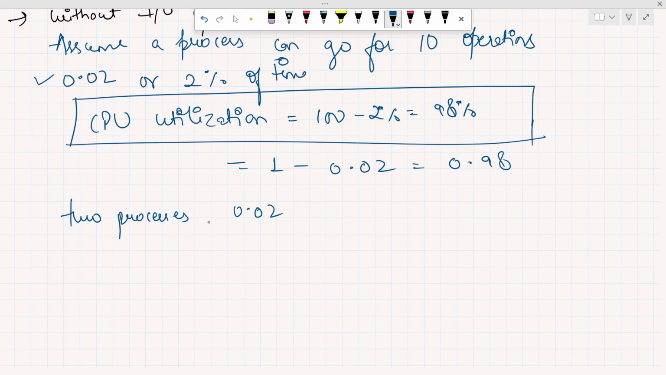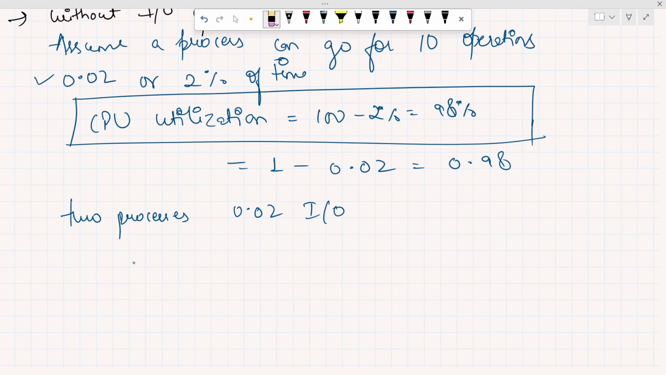So two processes each have 0.02 units of time for IO operations. Then what is the CPU utilization? The CPU utilization is 1 minus something, you have to subtract from 1. Always you have to subtract from 1.